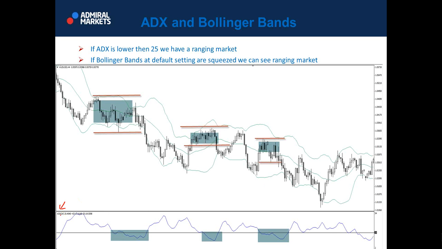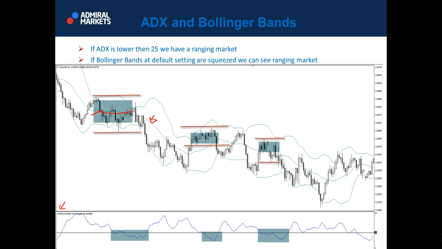It's for a 14 period, so 14 days, and you add the 25 level to the indicator settings. If ADX is below 25, then we can see that there is a range. Is that the truth? Yes, it is, because I have marked the range here. It's below 25, and also we can see that the middle Bollinger Band line is flat.